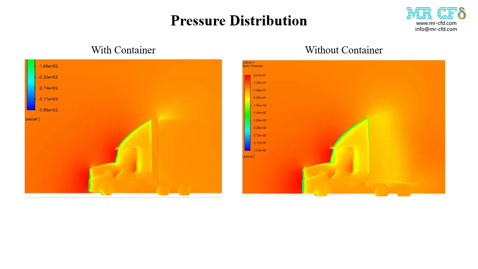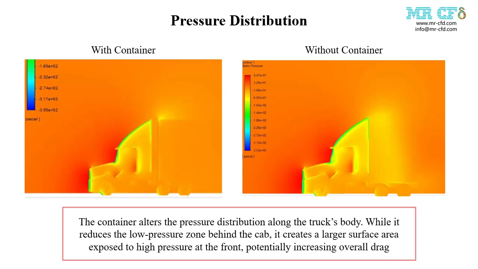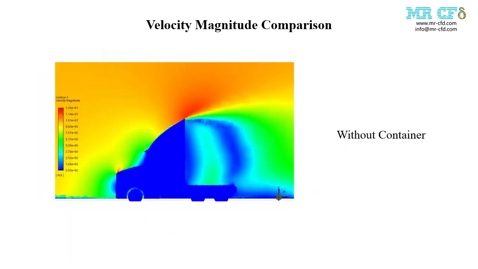About the presence of the container, we can say the container alters the pressure distribution along the truck's body, while it reduces the low pressure zone behind the cab. It creates a larger surface area exposed to high pressure at the front, potentially increasing overall drag.